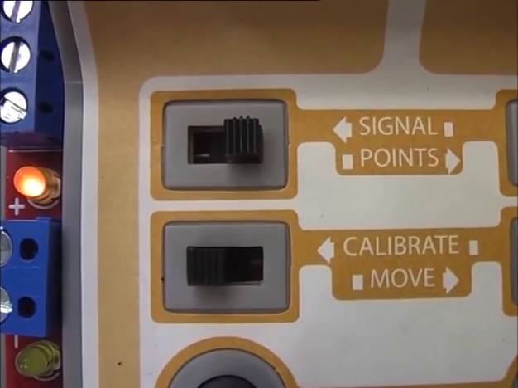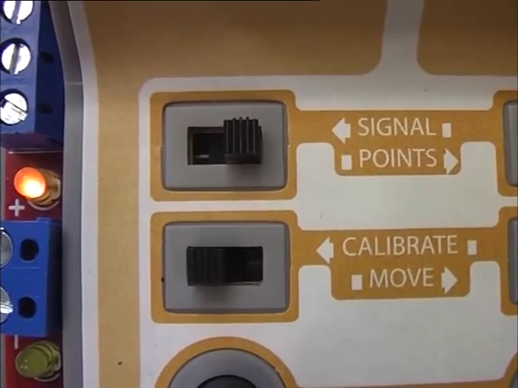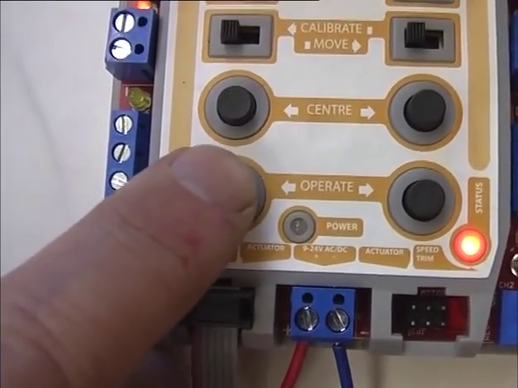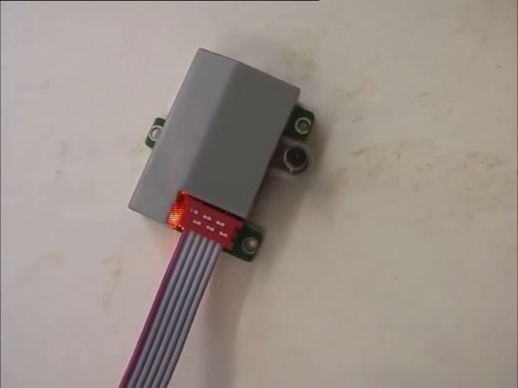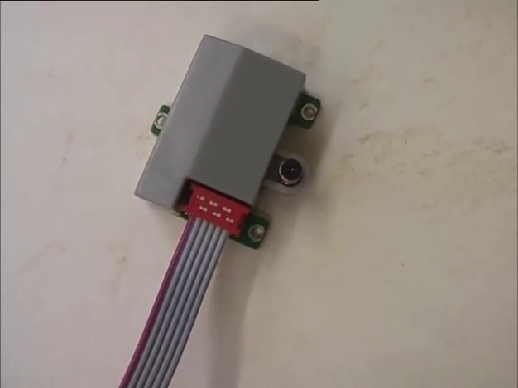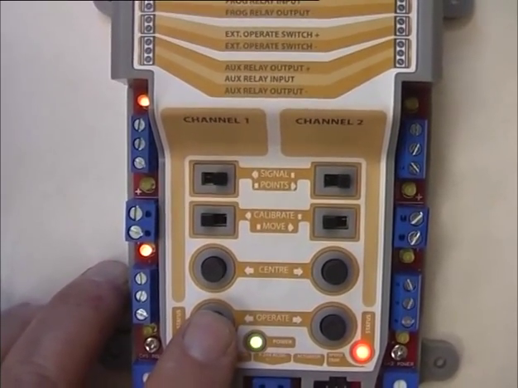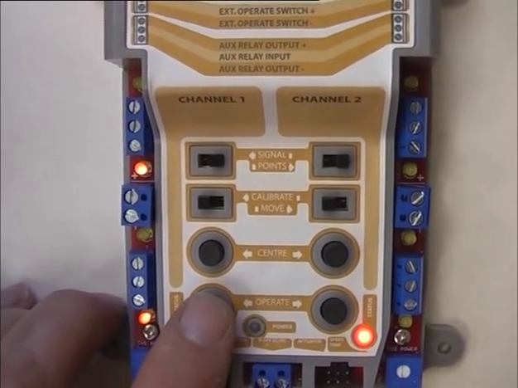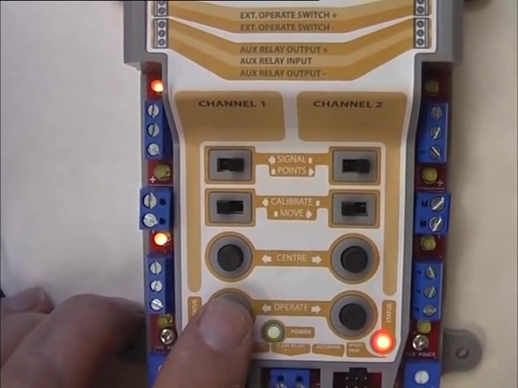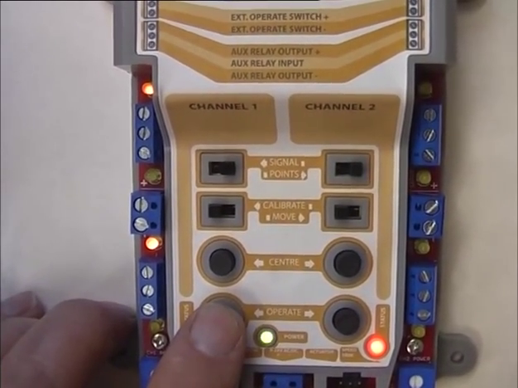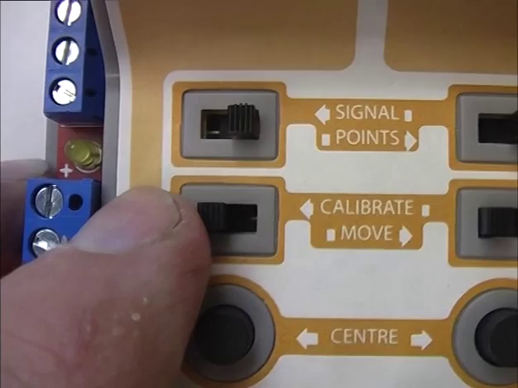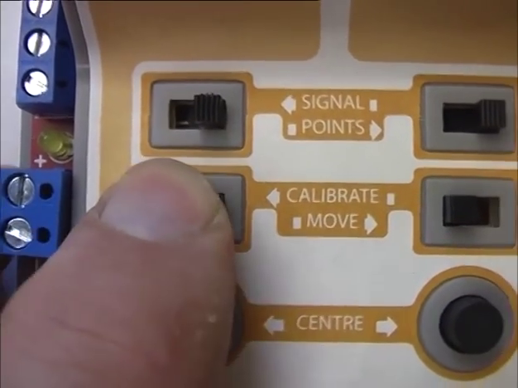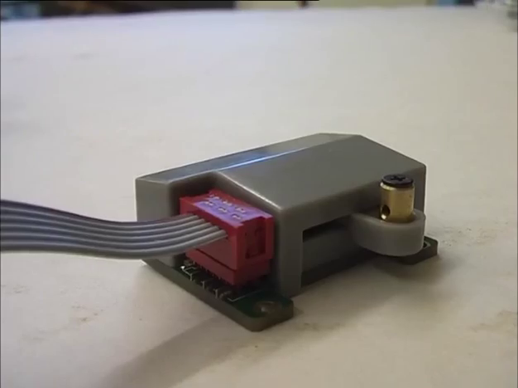Now slide the switches on the channel you're using to point and to calibrate. Press the operate button and the actuator will move from one end to the other. The actuator will travel its full travel range and the LEDs will switch the relays over from one position to the other. Also see the little LED on the actuator flashing rapidly as it moves from one position to the other. Now slide the lower switch from calibrate to move, and the actuator will move through the full travel range, the one you've just calibrated.